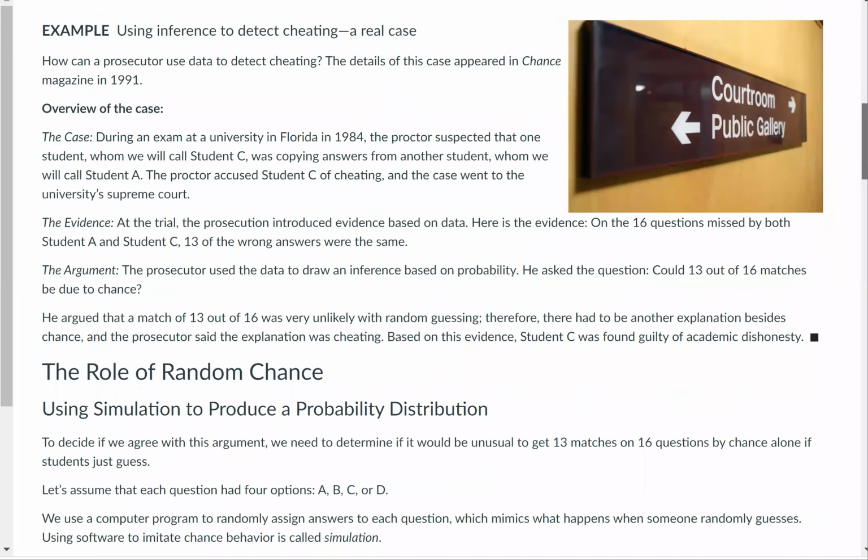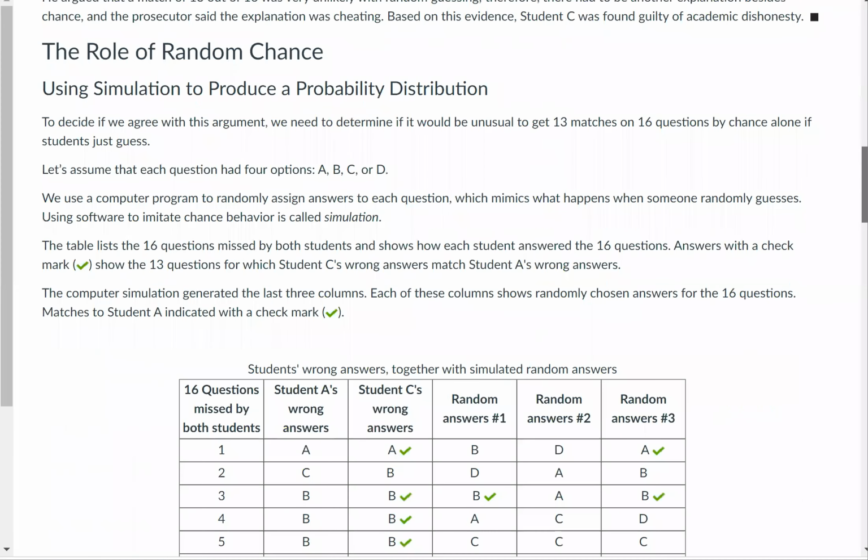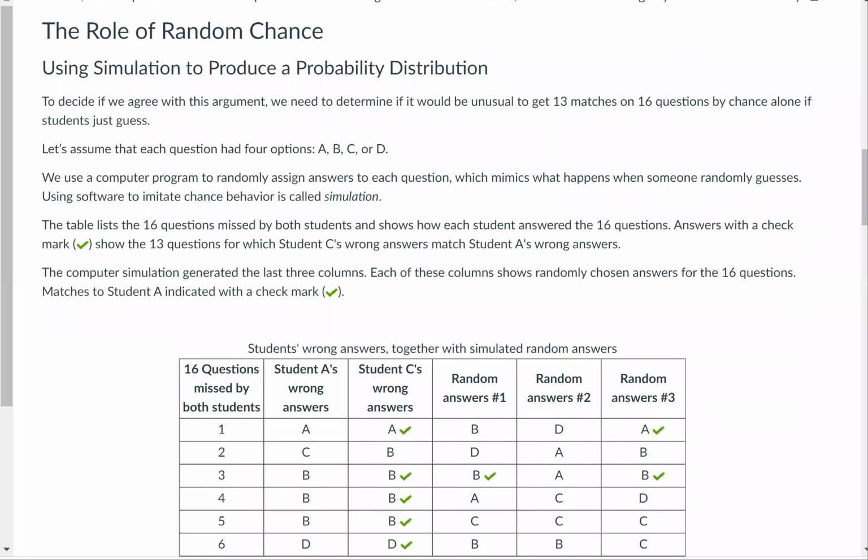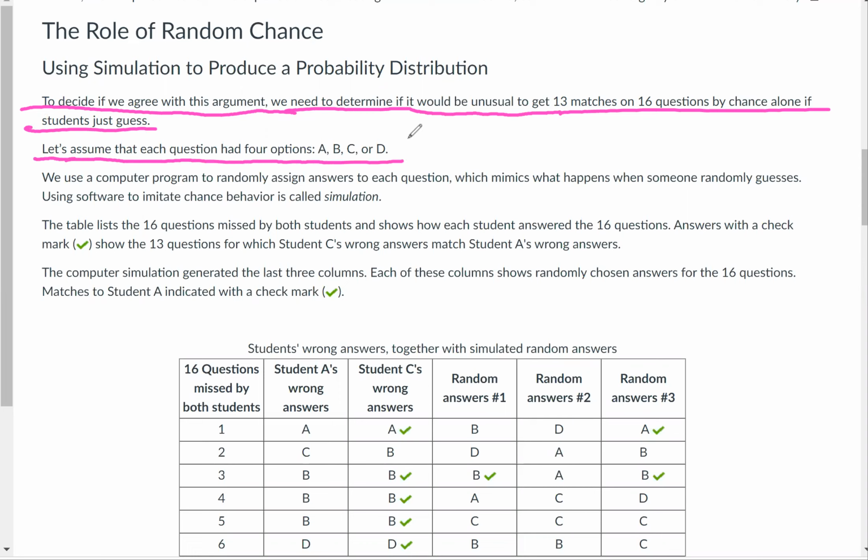The role of random chance, using simulation to produce probability distributions. To decide if we agree with this argument, we need to determine if it would be unusual to get 13 matches on 16 questions by chance alone, if the student were to just guess. Okay, so it looks like it is multiple choice. Let's assume that each question had 4 options, A, B, C, or D. We use a computer program to randomly assign answers to each question, which mimics what happens when someone randomly guesses. Using software to imitate chance behavior is called simulation.